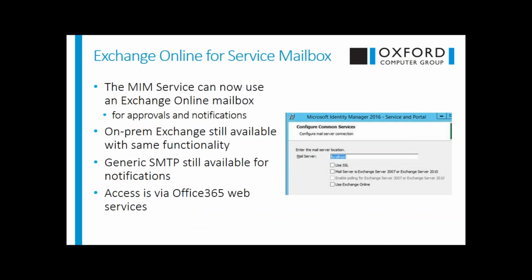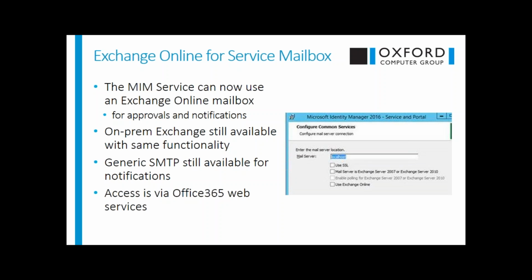Useful to those of us who are increasingly online, cloudy as far as particularly email is concerned. If you're an Office 365 user, it has been frustrating that your MIM service has insisted on having an on-premise Exchange server, or you've only been able to do notifications, so you have not been able to do approvals via email if you haven't had an on-premise Exchange server.